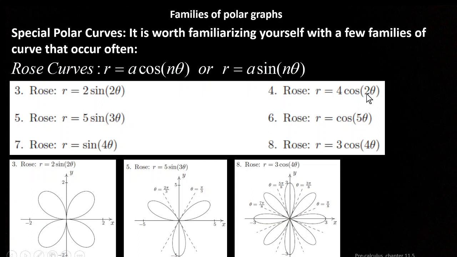Again, it could be cosine or sine. The difference is where the petals start. So if it's a cosine, then it starts on the x-axis. Why? Because when theta is 0, cosine is 1, and 1 times 4 is 4, see? So r at 0 is 4, and so forth. So these are called rose curves, and they're very easy to recognize.